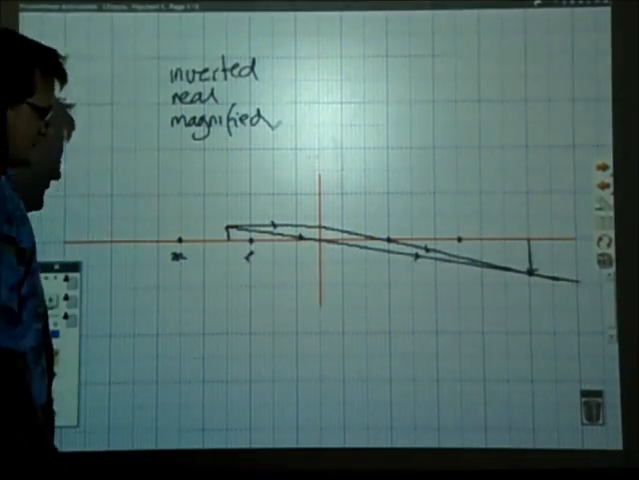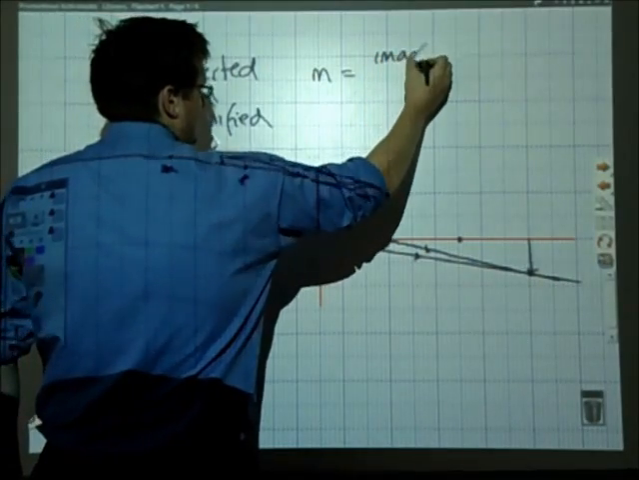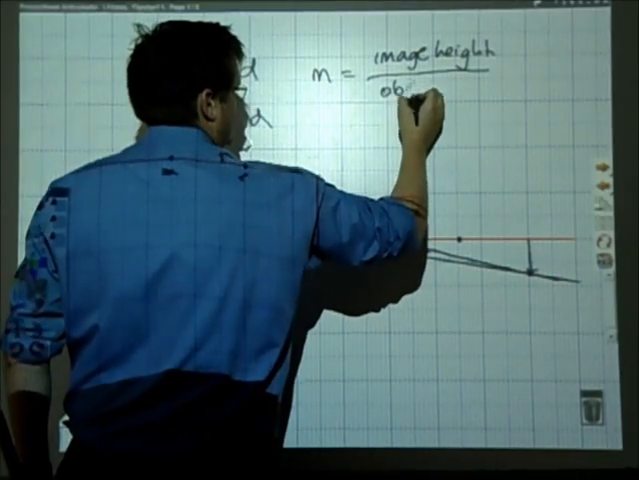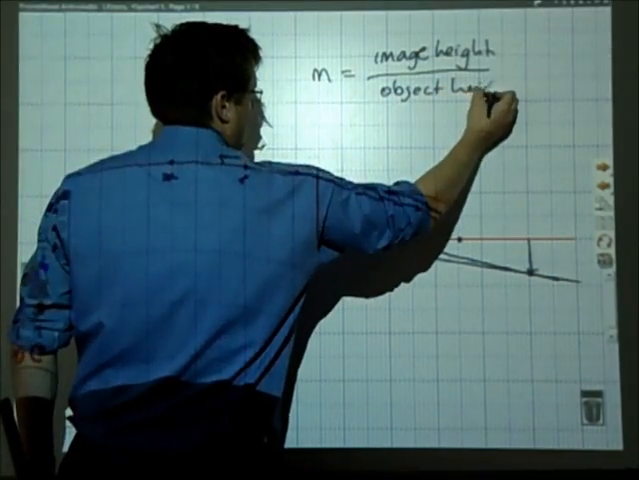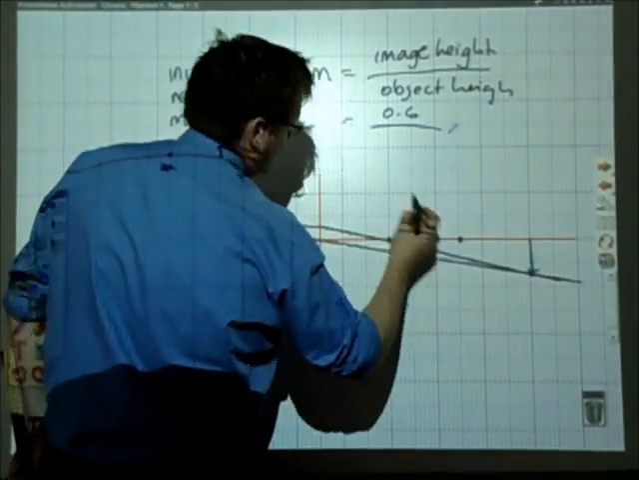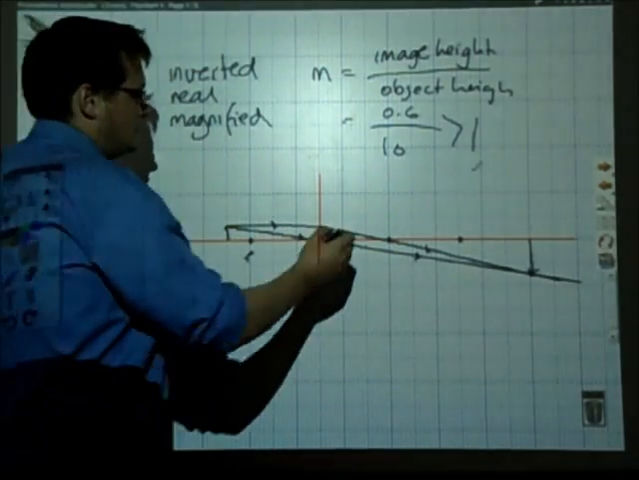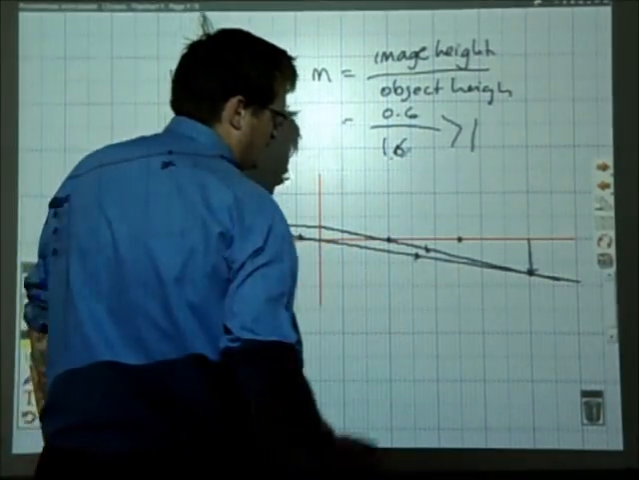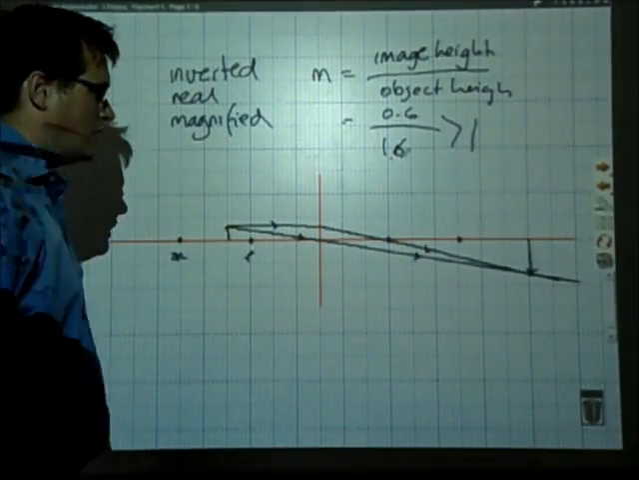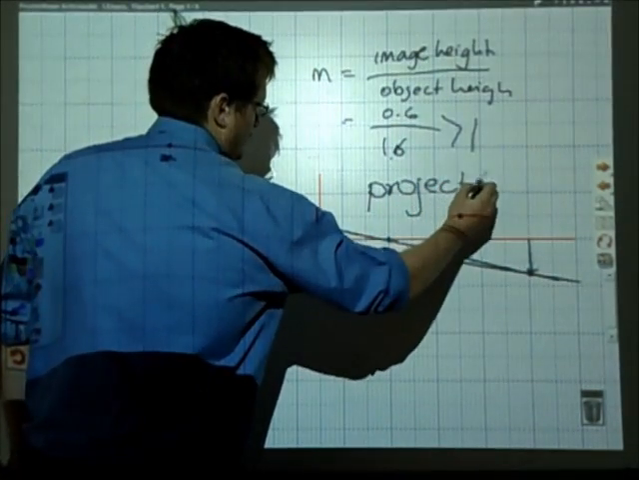Use that equation we said before. Magnification is image height over object height. And so it would be 0.6 all over 1.6, which is going to be greater than 1. I haven't got my calculator on me, but as you can see, the magnification is going to be greater. When do we want to produce an image which is bigger than the original? Well, a projector. Think about a projector. It's much smaller than the picture.